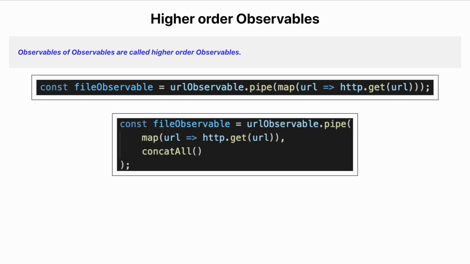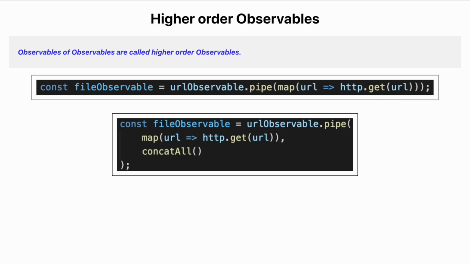Higher order observables. Observables of observables are called higher order observables. We can convert a higher order observable into an ordinary observable by flattening. For example, here http.get returns an observable, creating an observable of observables. It can be flattened using the concatAll operator.